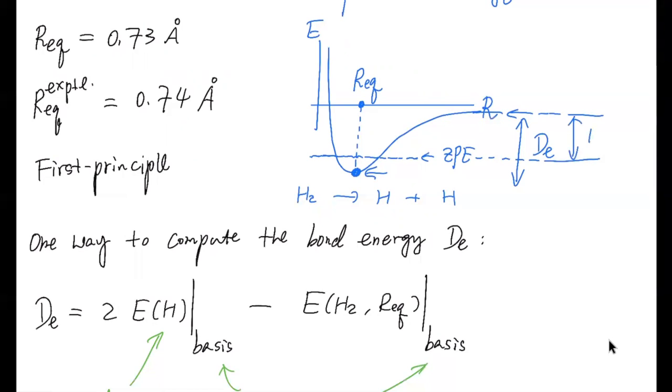This part is called D0. This is the so-called 0-point energy included dissociation energy, or bound dissociation energy. And in order to compare D0 with dE, you need to subtract the 0-point energy from dE in order to get D0. Okay.